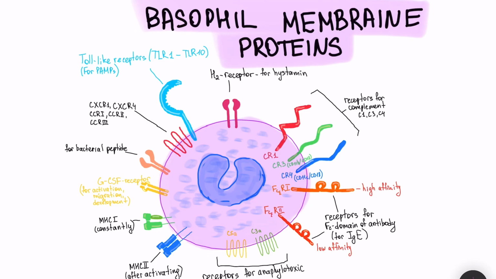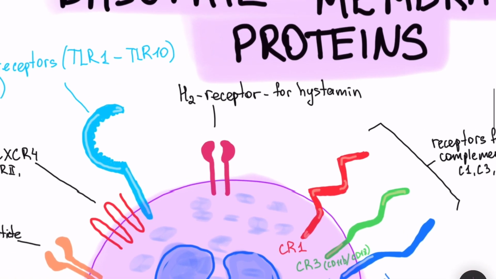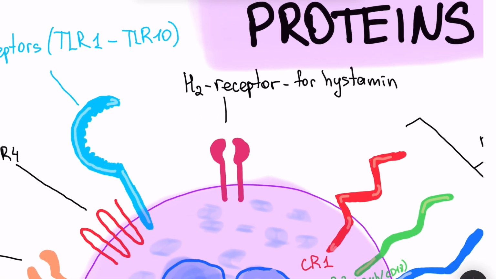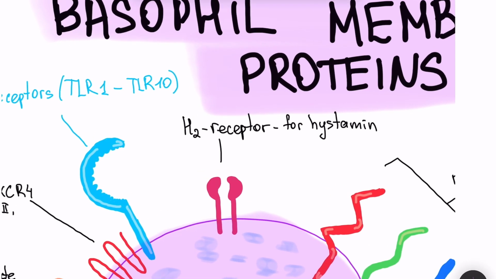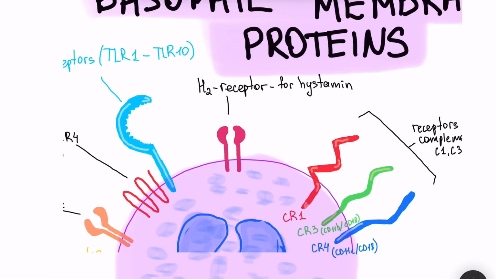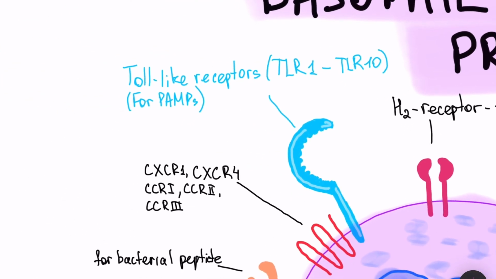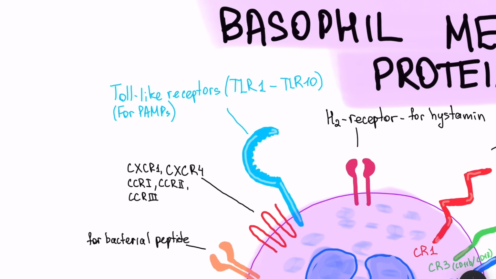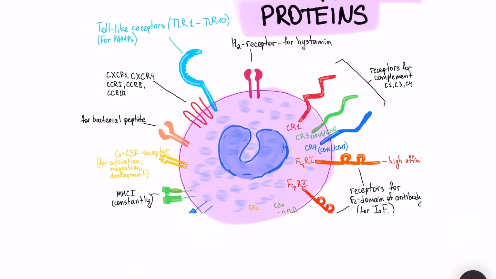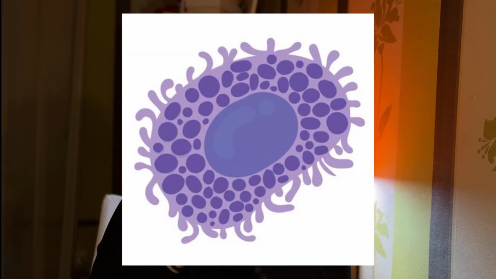The most important receptor on the surface is the histamine receptor, H2, and they also express different types of TLR, toll-like receptors. Yes, they are also very vital for our innate immune system. Okay, a very close group are mast cells.